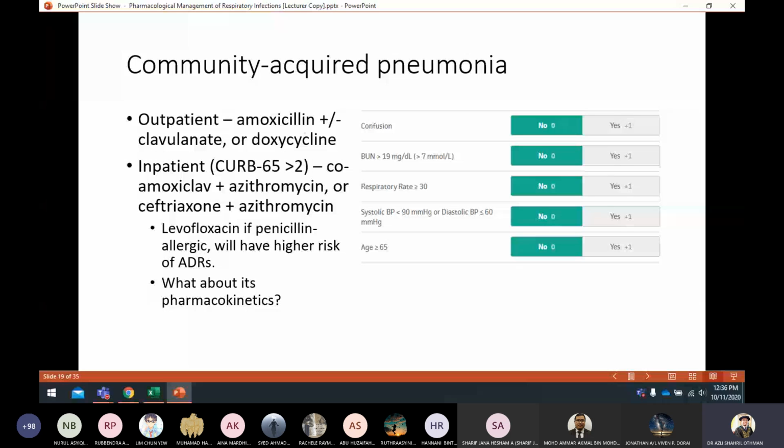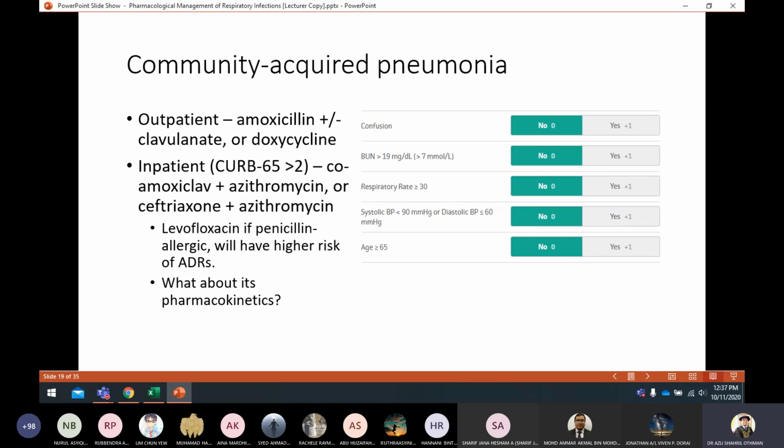Okay, so now let's have a quick look at the lower respiratory tract infections. So you have community acquired pneumonia. Again, the drugs of choice are either amoxicillin with or without clavulanate or doxycycline, if outpatient. If the patient is treated in the hospital, the choice is mainly co-amoxiclav together with azithromycin or ceftriaxone together with azithromycin.